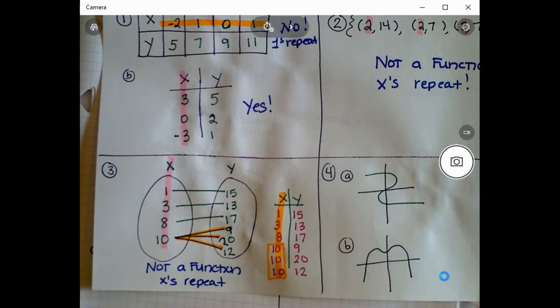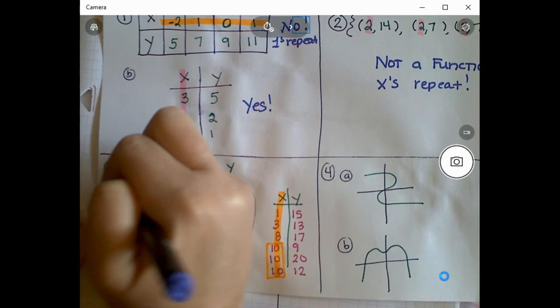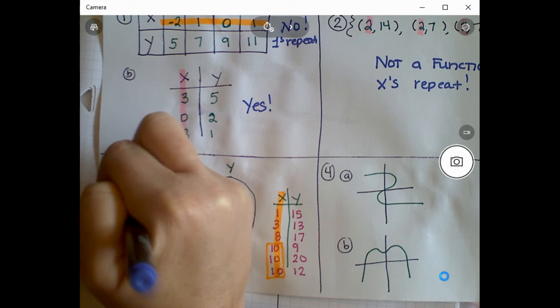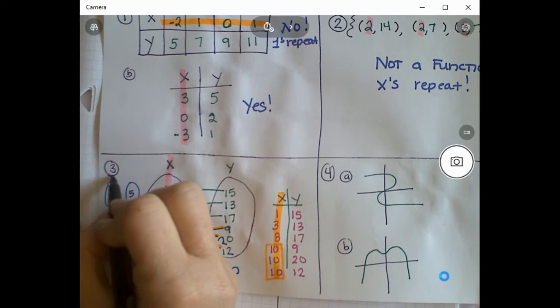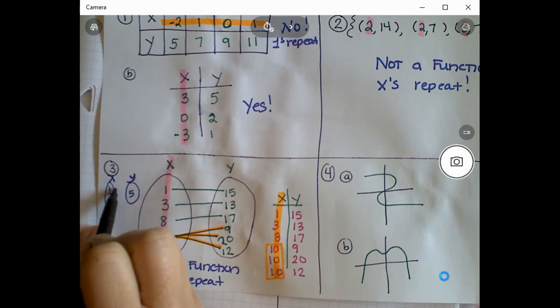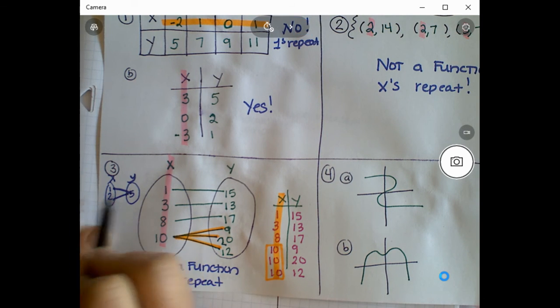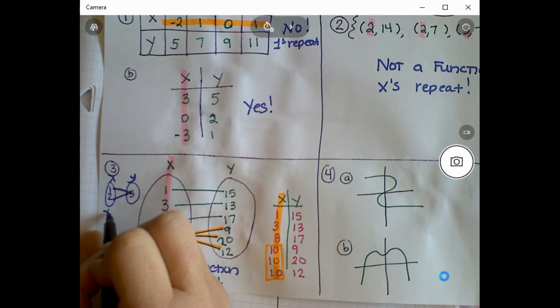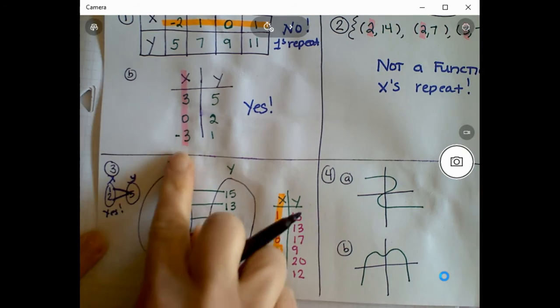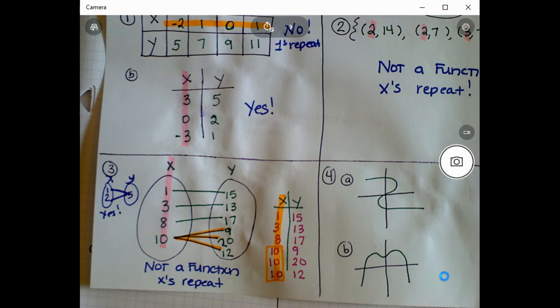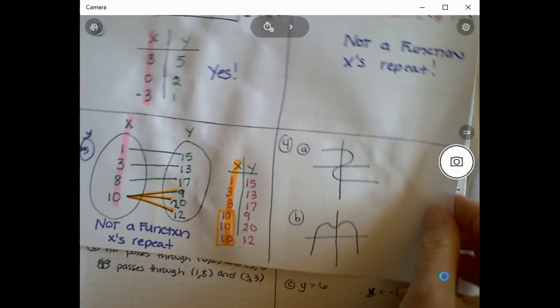Now, a little side note, let's say you had this. Okay, let's say your x's were 1 and 2, your y was 5, and it looked like this. And there's 2 arrows coming from the y. Doesn't matter. This is a function, because we're looking for the repeats in the domain. The range doesn't matter.